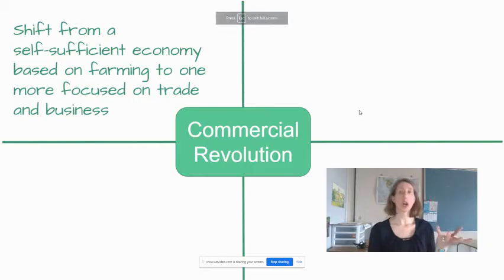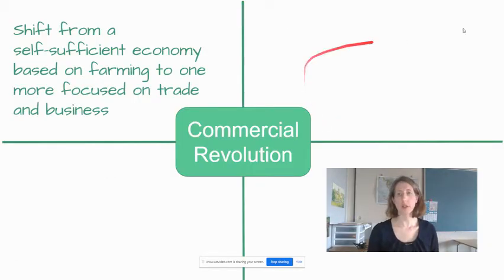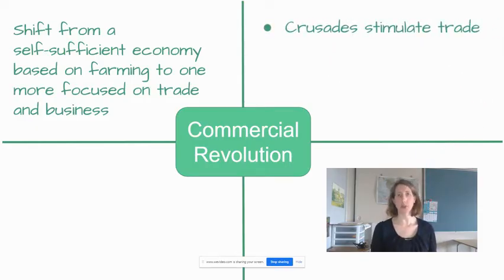So what are some causes? Up here in the top right-hand corner, we're going to put some causes of the commercial revolution. First, the Crusades stimulated trade. Those battles between Christian Europeans and Muslims from the Middle East exposed those Europeans to lots of new products: spices from India, silk from China, cotton from Egypt, and they wanted those things. So demand went up for different products.